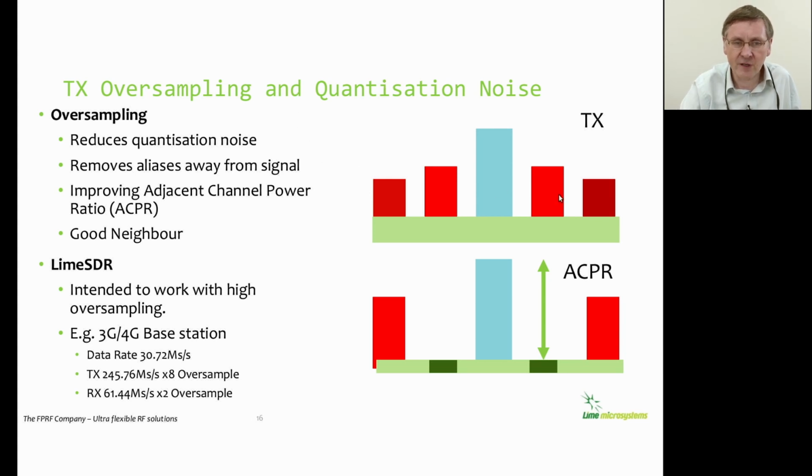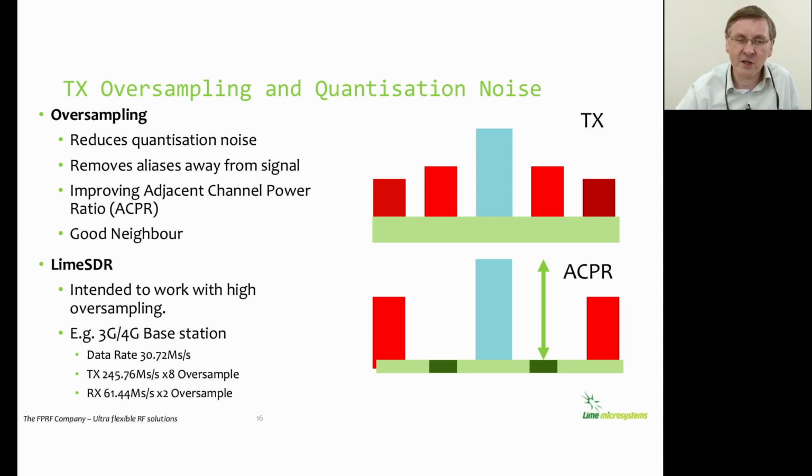So let's have a look at oversampling and quantization noise. As well as the aliases that we talked about, there's a broadband noise, which is the quantization noise from the data converters. And when we do the oversampling, we actually can push down this quantization noise, giving us better signal-to-noise ratio in the adjacent channel.